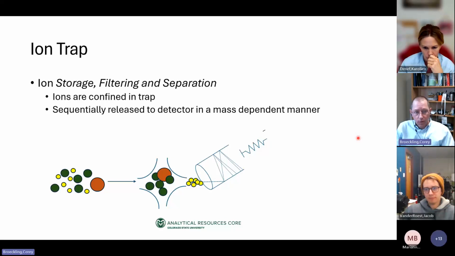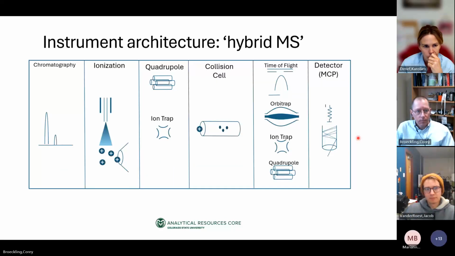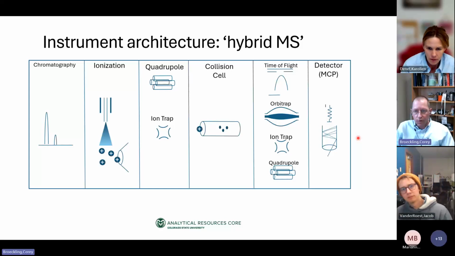So the quadrupole tends to be a filter. Many of these others, we tend to be analyzing the whole population of ions. Now, when we're moving towards tandem mass spectrometry, we're actually using multiple mass spectrometry steps. So it's called hybrid mass spectrometry or tandem mass spectrometry.